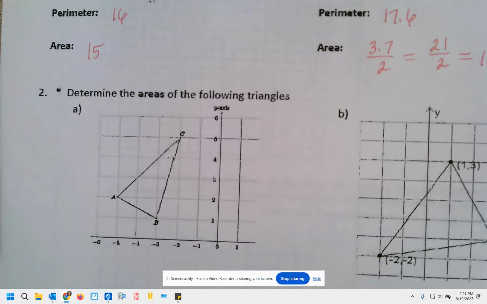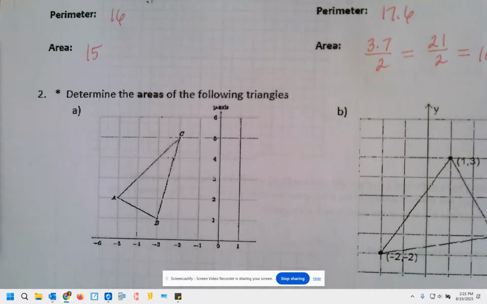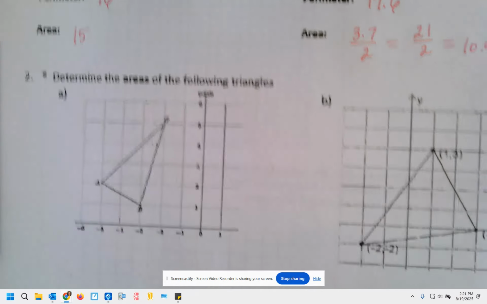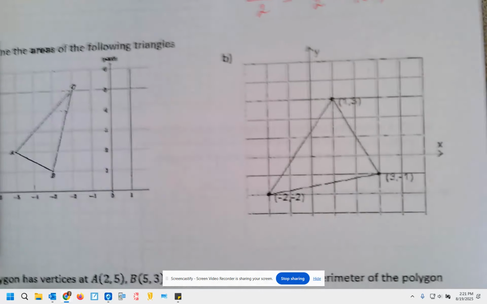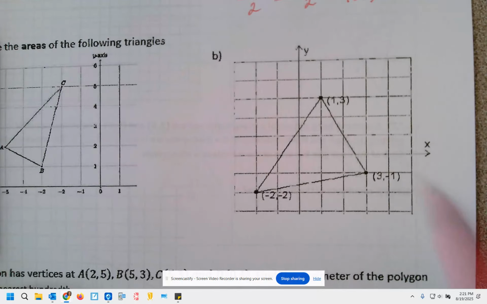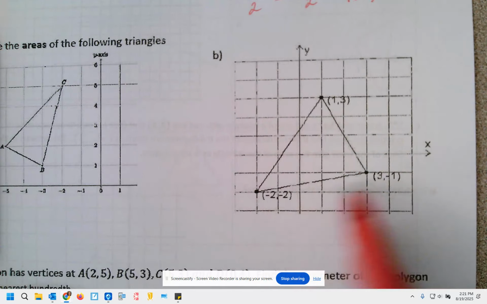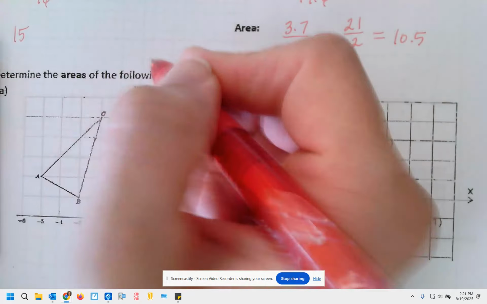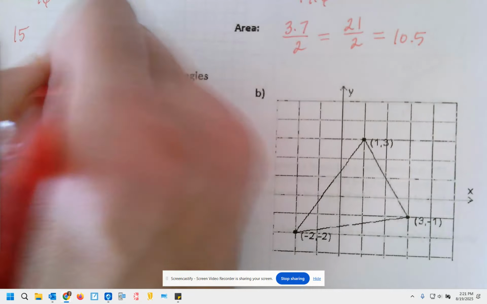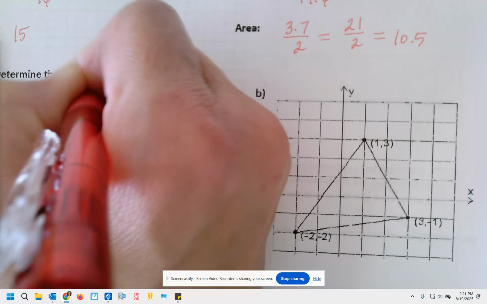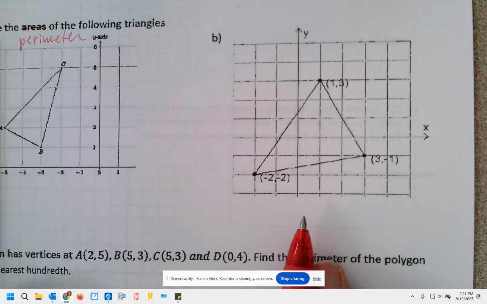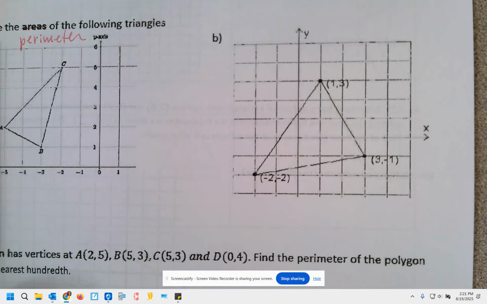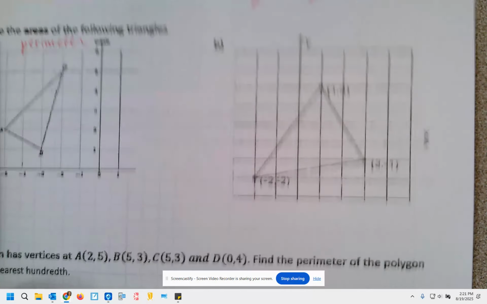Okay, then this bottom set, numbers 2 and 3, is really just getting us to use the distance formula a bunch more times. I'm going to concentrate on number 2b. So if you notice, again, similar to the last problem, I'm actually going to change the directions here. It says find the area, but I'm going to change it to perimeter. All 3 of the sides of this triangle are slanted, so I can't just count it out. I'm going to have to use the distance formula for all 3 sides.